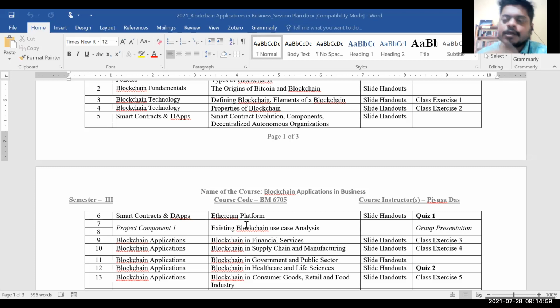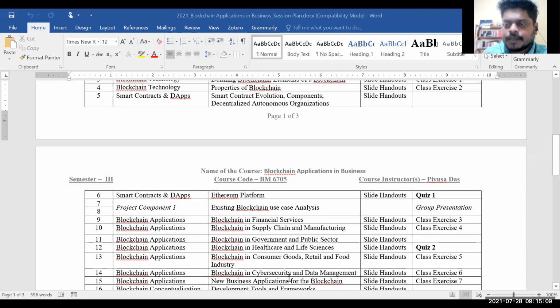Others having other specializations can take supply chain manufacturing, or the public sector, or healthcare. You can take marketing also: how you can use blockchain for better marketing. There will be use cases for that.